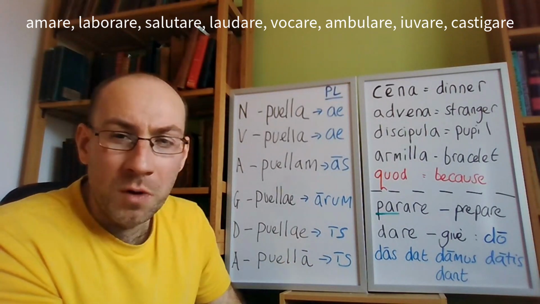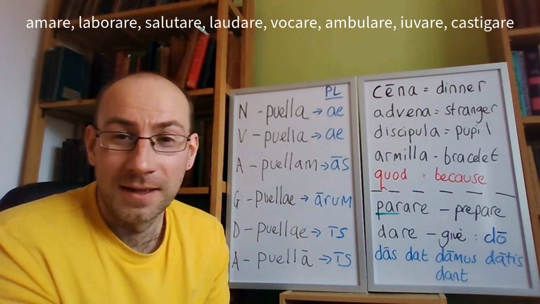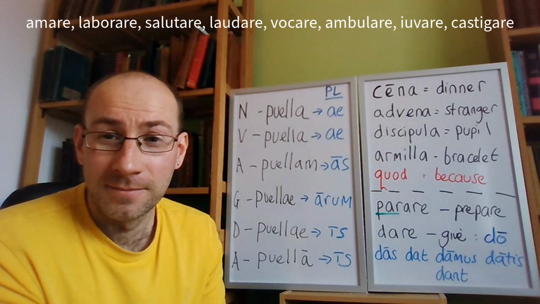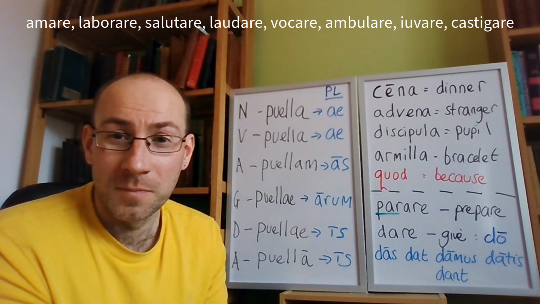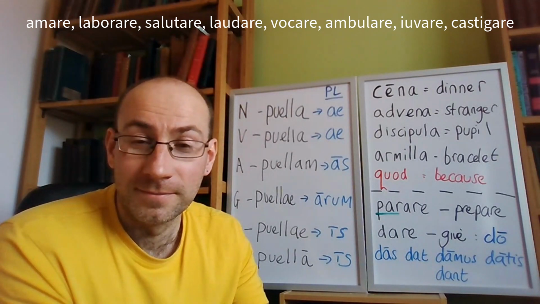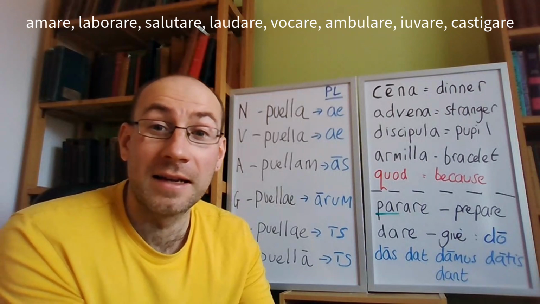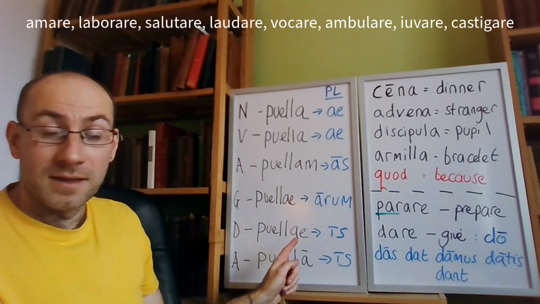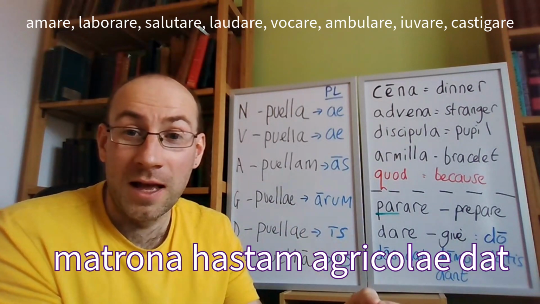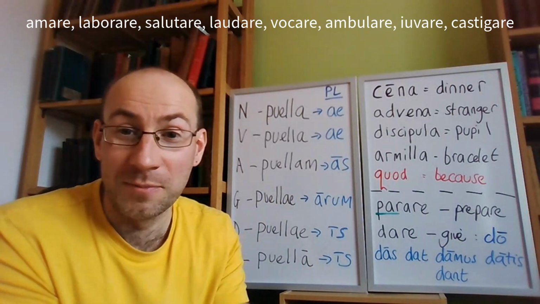You remember the word for spear? Begins with H, H-A. Hasta. What about the matron gives a spear to the farmer? Matrona hastam, accusative, agricolae, dative, dat. Matrona hastam agricolae dat. Or agricolae dat hastam. Word order is flexible.